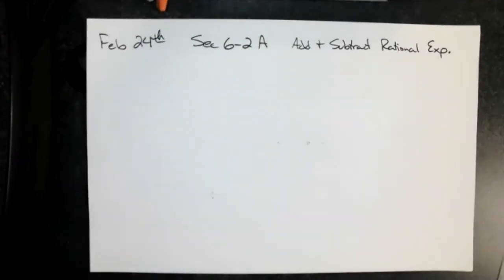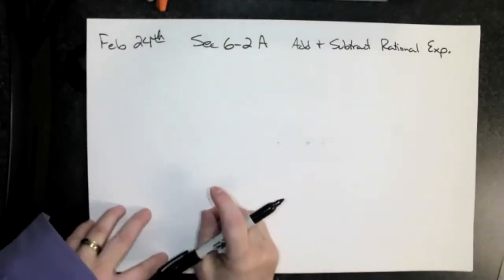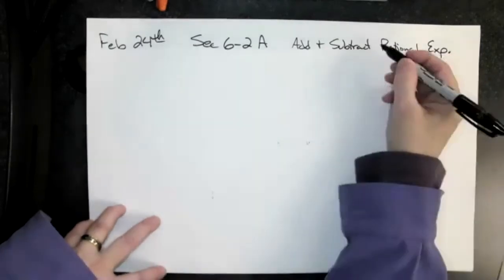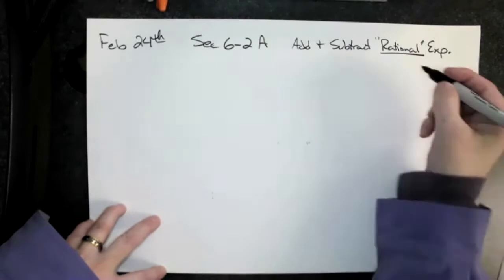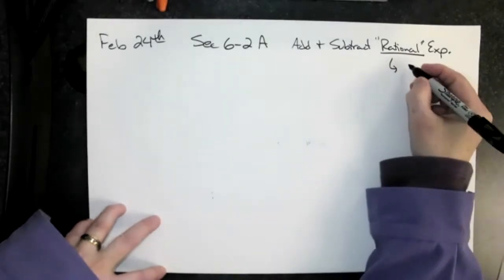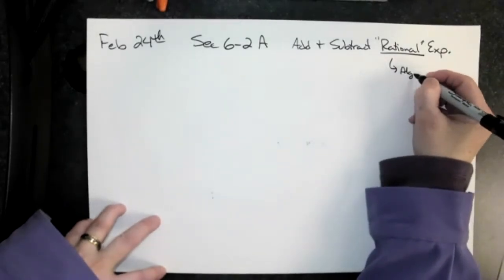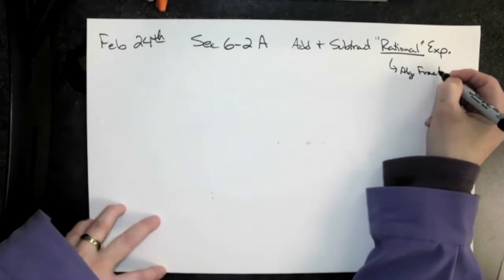So we already did the multiply and divide. Now we're going to do the add and subtract. Okay. Again, this idea of the word rational. That means, what do I have? What am I dealing with? Well, basically, I'm dealing with algebraic fractions.